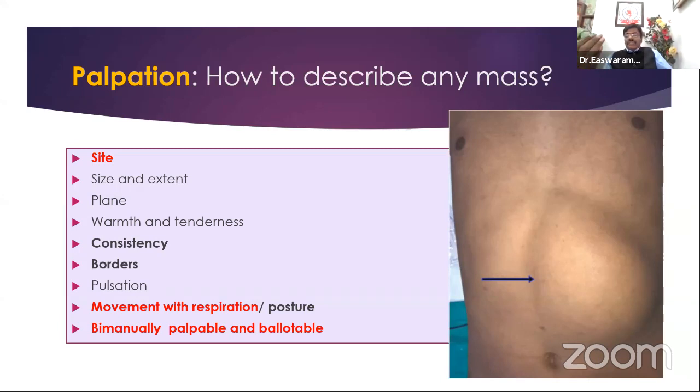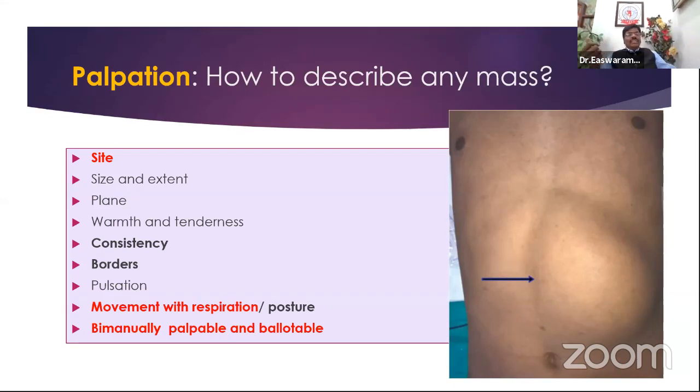On feeling, you just feel it. It is not warm, it is not tender. On consistency, it is soft with an ill-defined border. It is reducible and cough impulse is present. It is not pulsatile and doesn't move with respiration. There is no need, but still you can say it is not bimanually palpable. But as soon as you say it is a parietal mass, it is not necessary.